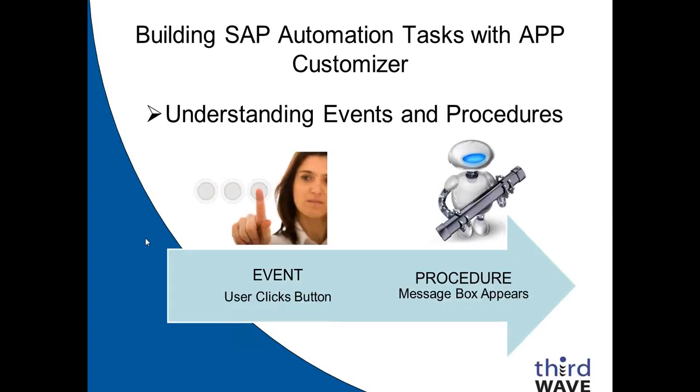So to put this in context, the event that we're going to be looking for in this example is the user clicking our button. And once the user clicks the button, the procedure that we're going to do is make a message box appear. We want to pop up a message and tell the user something. So let's take a look at how this is done.